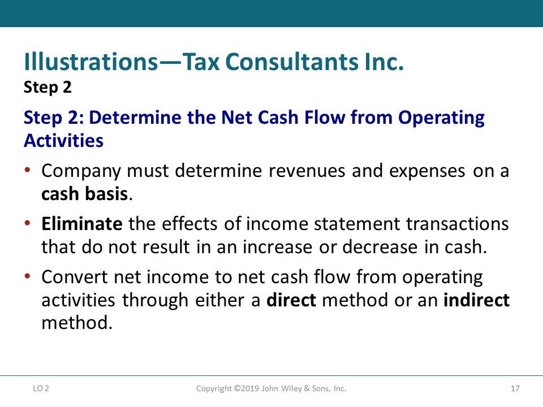Second step, we have to determine the net cash flow from operating activities. The company must determine revenues and expenses on a cash basis. We have to eliminate the effects of income statement transactions that do not result in an increase or decrease in cash, which means converting net income to net cash flow from operating activities through either the direct method or the indirect method, the two methods for preparing the operating activities section in the cash flow statement.